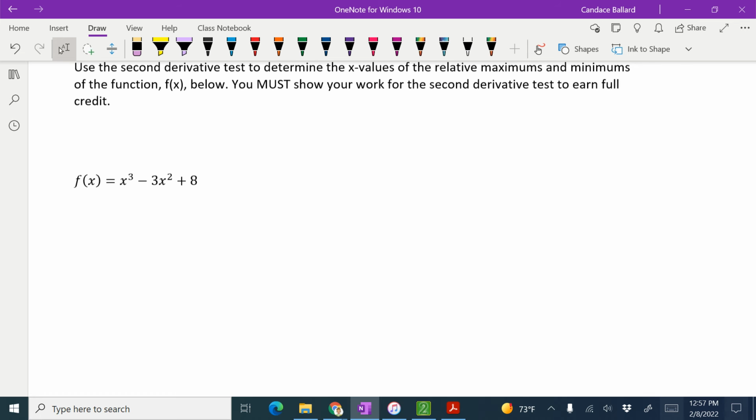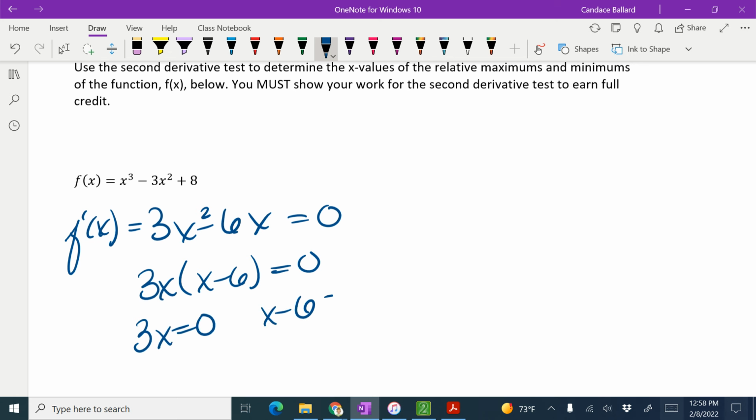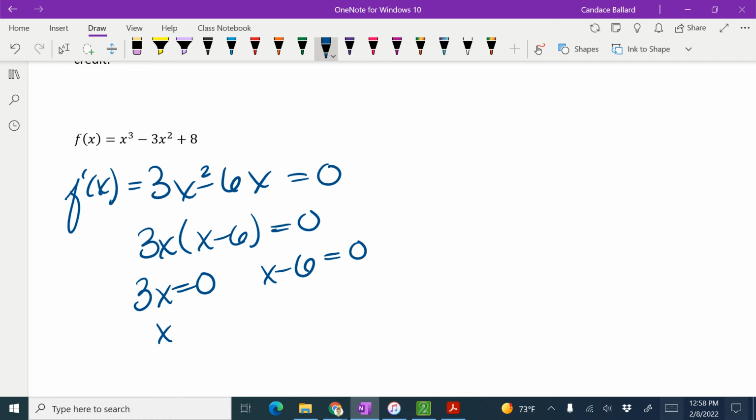So I'm going to start by just doing what I always do and take my first derivative, which would be 3x squared minus 6x. I do need to find my critical numbers, so I am going to have to set that equal to 0. It looks like I can factor out a 3x, and I'm left with x minus 6. I do need to find my critical numbers to do this with this method, so I'm going to have 3x equal to 0 and x minus 6 equal to 0. So we get x equals 0, and I'm going to add the 6, and that's going to give me x equal to 6. So now I'm going to use those numbers in my second derivative.